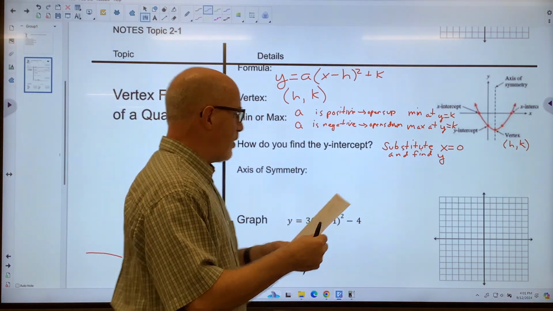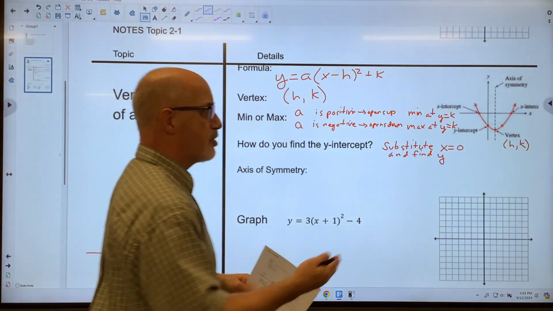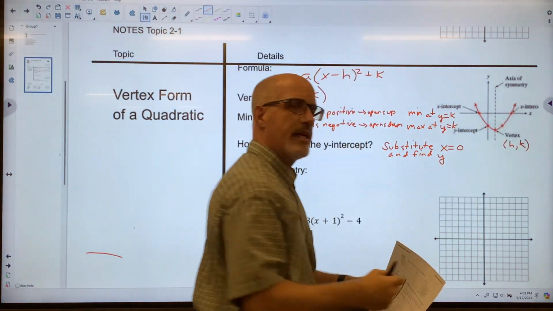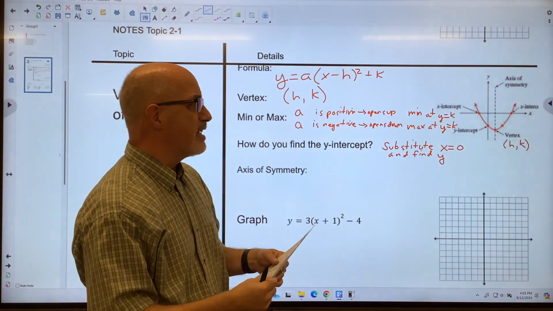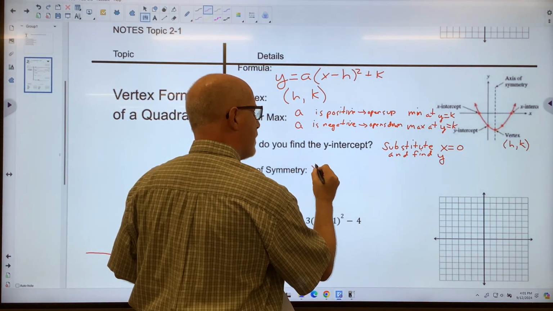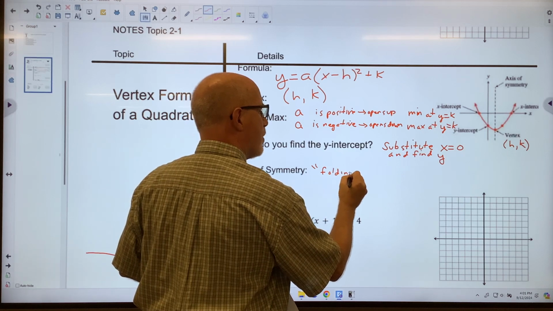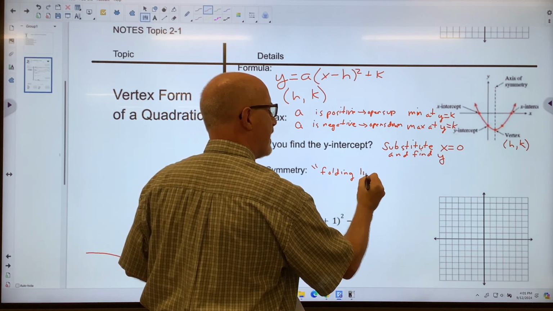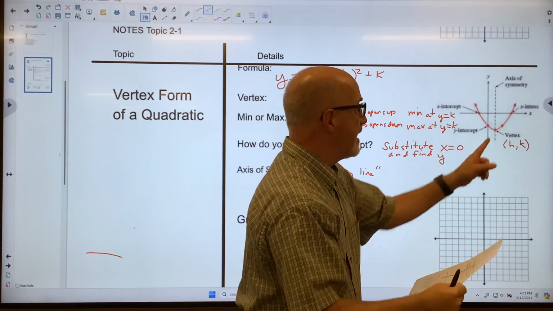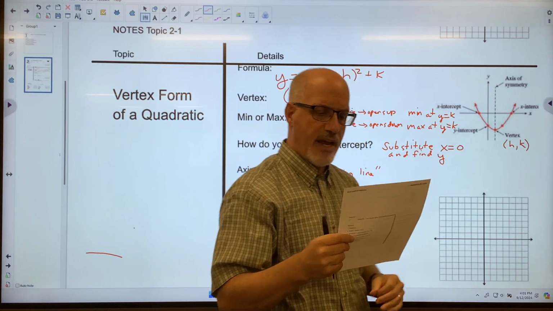All right, now the next part, this is a new term, it's shown right here on the graph. It's called the axis of symmetry. The axis of symmetry is like the folding line. I'll put this in quotes to give you the idea of what it is. The folding line, meaning that if you were to fold on this line, this half of the parabola would fold right on top of the other half.